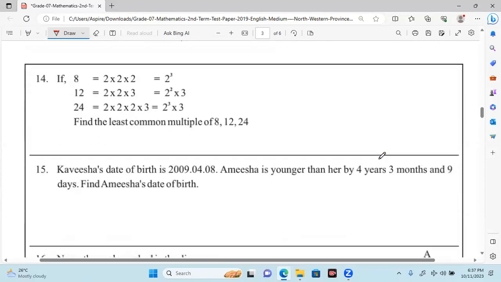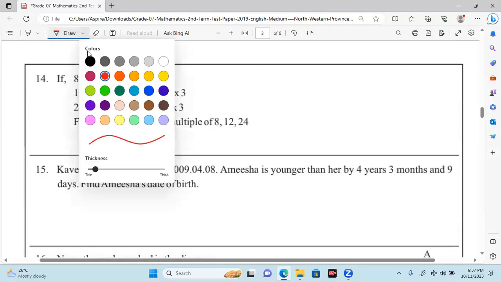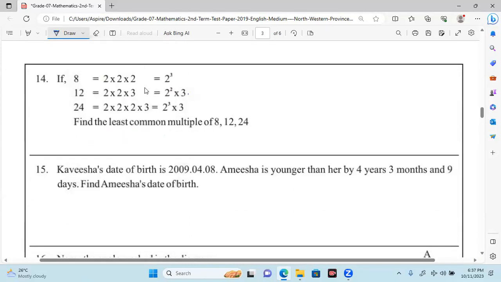Okay. 14th question. If 8 equals 2 to the power of 3, 12 equals 2 to the power of 2 times 3, and 24 equals 2 to the power of 3 times 3, find the least common multiple of 8, 12, 24. When we find the least common multiple, we choose the highest power of each of these.